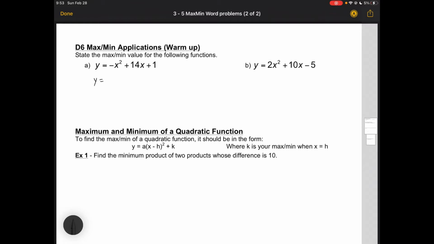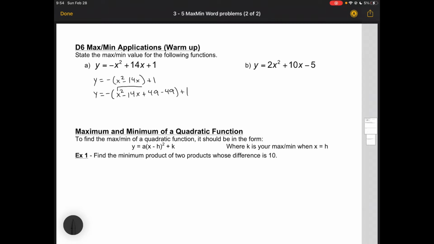So first thing you're going to do is factor out whatever number is in front of the x squared out of the first two terms. The next thing that you're going to do is take the middle term, divide it by half, and square it. And you're going to add and subtract that value.